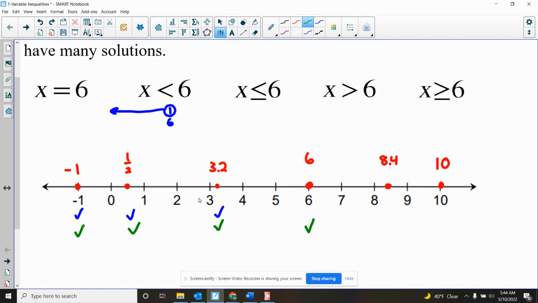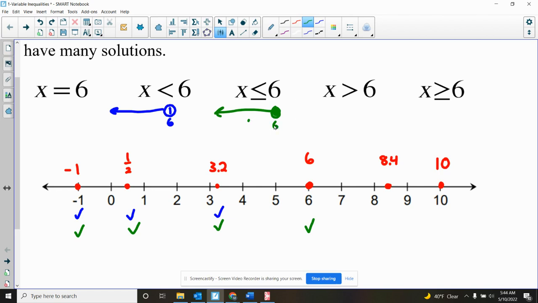So in this case, 6 is the dividing line, but I want to count the 6 this time. And the way we'll show that is by filling in the circle. So in both cases, 6 is a boundary, but in this case, because of the equal sign, I want to fill in that boundary. So numbers that are equal to 6 or to the left end up being solutions to this inequality.